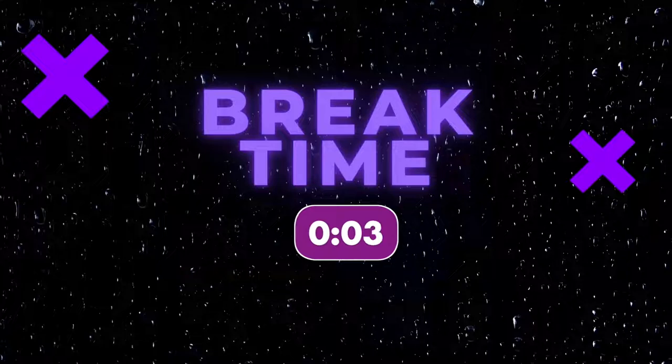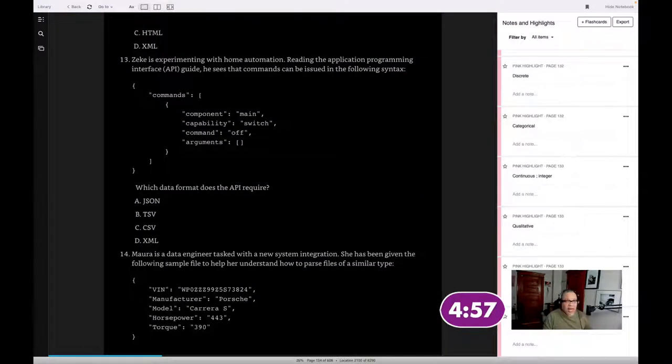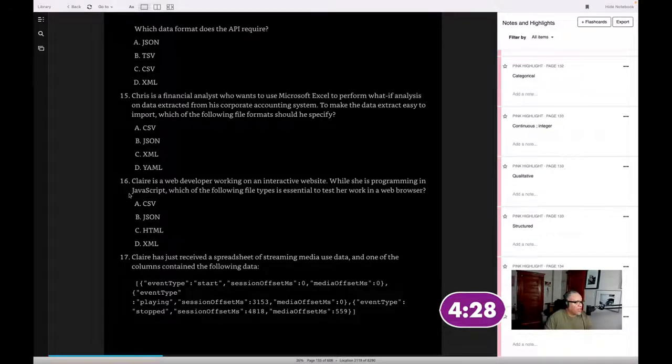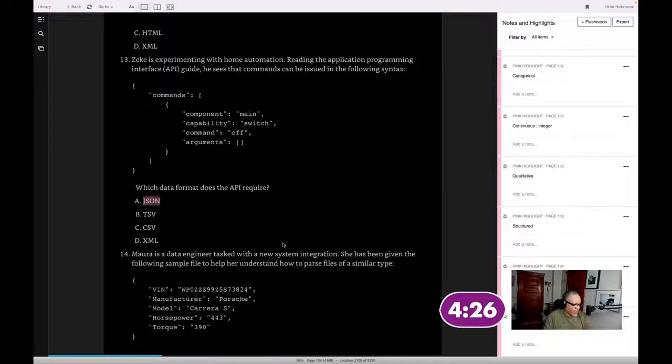All right, welcome back, you guys. We have 5 more minutes left together, and we are going to finish up this exam. Normally, we go over and do some other work, but we're just going to finish up this. So, which data format does the API require? I'm going to go JSON. Could be wrong, but I'm going to take a chance. I'm sorry, we did not answer 14.